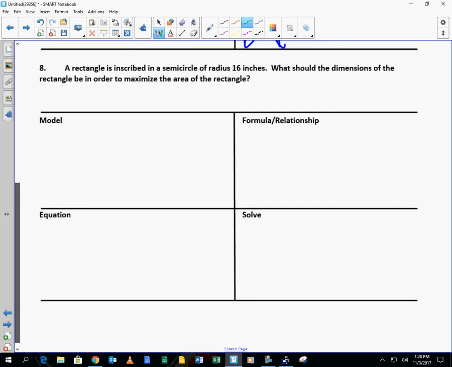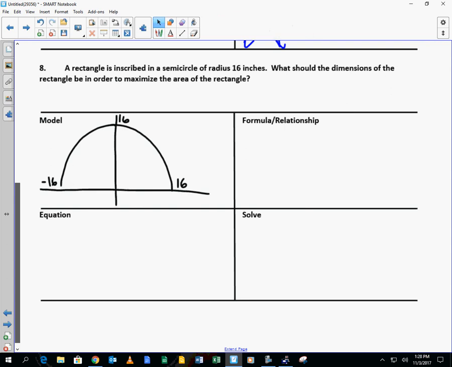A rectangle, last one. Rectangle inscribed in a semicircle. Okay. So I've got a semicircle. What's the radius of the semicircle? So it looks like I got negative 16, positive 16. What shape does it make? Somebody earlier said they knew their answer wasn't right because they came up with a square and the problem said a rectangle. Is this square or rectangle? Yeah, so be careful as you try to use that logic.